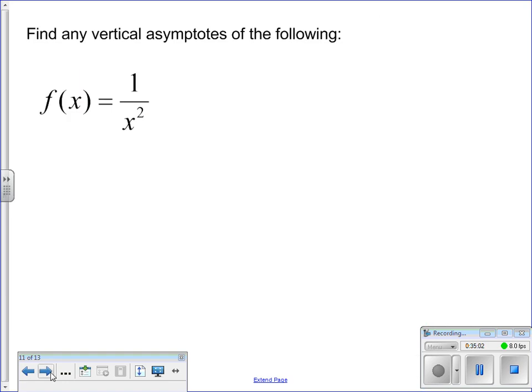So, find any vertical asymptotes to the following. First question, where might they happen? Second thing you need to do, go at that number from the left and from the right.